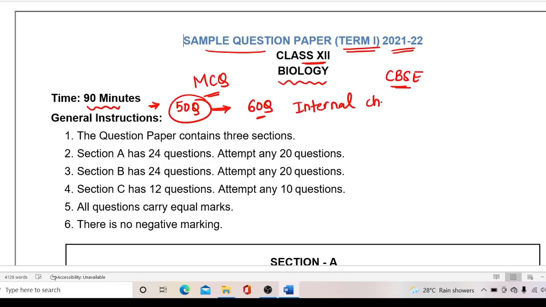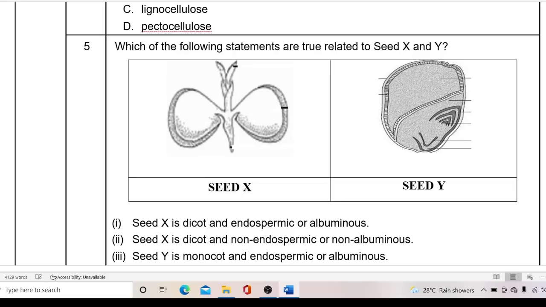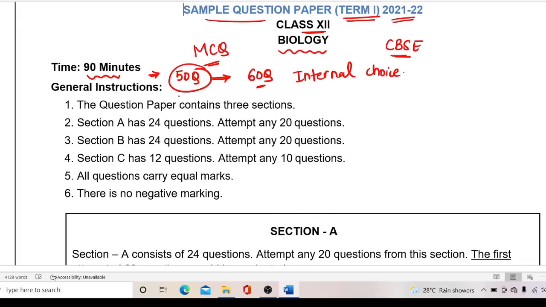Okay, so before that let's just see the general instructions, that is very important as new patterns आ गए, so instruction पढ़ना बहुत जरूरी है. Okay, so the question paper contains three sections, that is your A, B, C. So in section A there would be 24 questions and you need to attempt only 20 questions. ठीक है, so 24 से 20, so 4 के alternative options you can have.